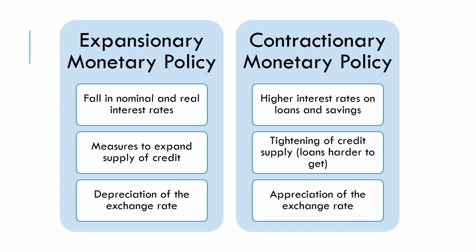Expansionary monetary policy involves a cut in interest rates, trying to expand the amount of borrowing and spending, or increase the amount of exports through a depreciation of the exchange rate. Contractionary monetary policy is trying to bring down aggregate demand, reduce the level of inflation through higher interest rates on savings and loans, less loans being taken out, and making the pound stronger.